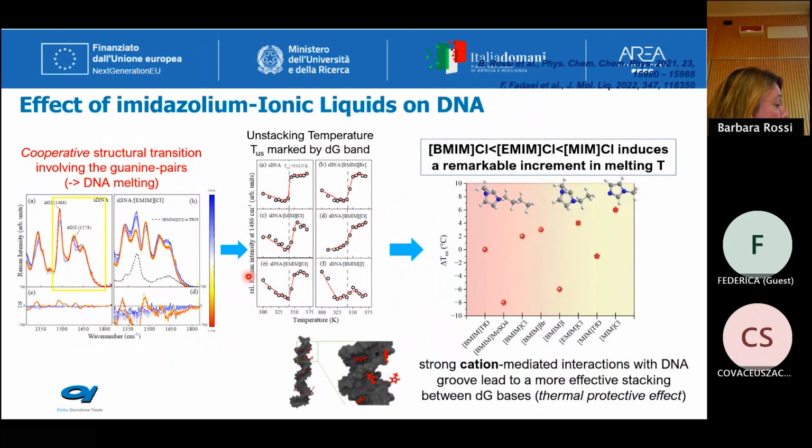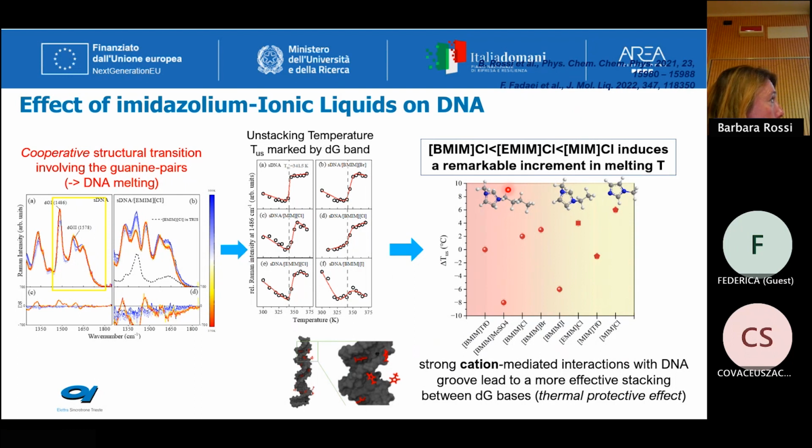Here we study, for example, the effect of the imidazolium-based ionic liquid and water mixture. When we prepare this mix and we dissolve DNA in this solution, we can obtain a stabilization of the DNA that can be marked by this temperature-dependent experiment where we follow the evolution of a specific band. In particular, we can identify some characteristic melting temperature that consists in this strong increment of the intensity that is related to this unstacking, so destabilization of the DNA structure.